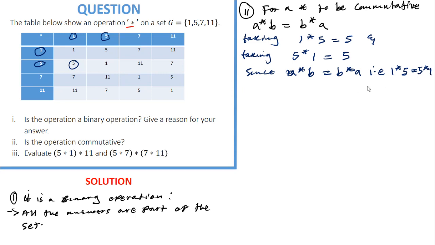So 1 star 5 is equal to 5 star 1. The binary operation is commutative. Okay, so that's the answer for this question. So that's the answer, commutative.